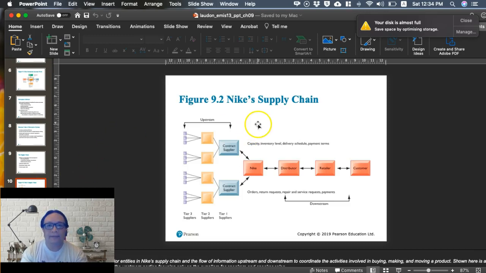Like the example given by your PowerPoint is the Nike supply chain. This Nike supply chain enables Nike to connect to their suppliers, distributors, and everything. But basically, they all need to be on the same page. That means everybody needs to have those systems. Most of the systems are not difficult actually.